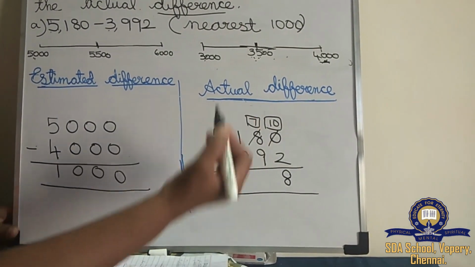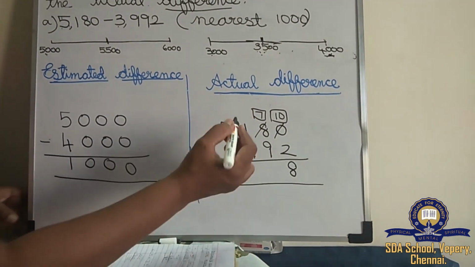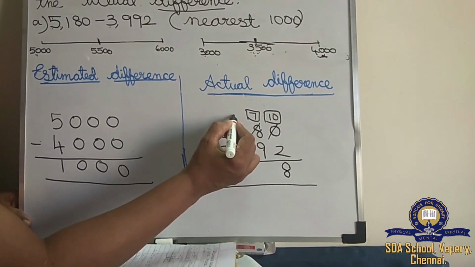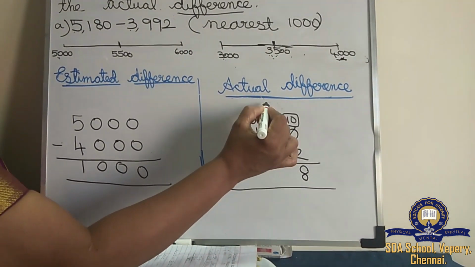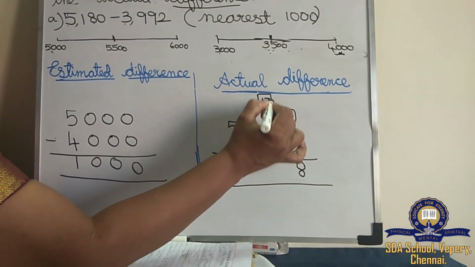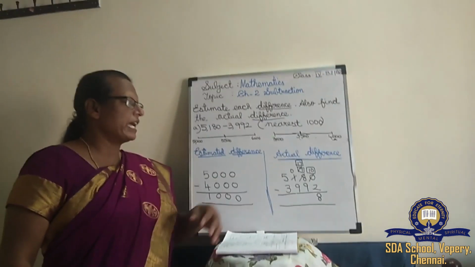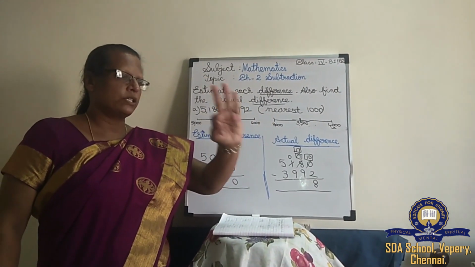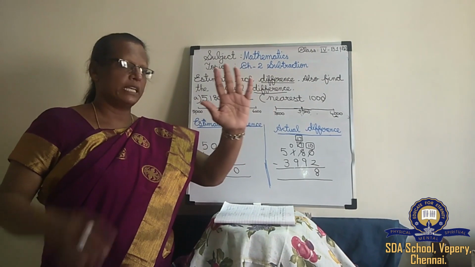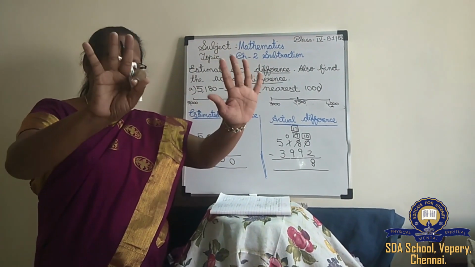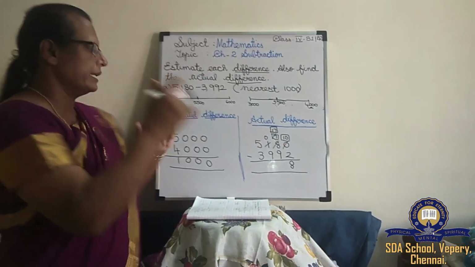And after 9, can you count up to 7, children? No. What do you have to do? You have to borrow. So this will become 0 and the 7 will become 17. Now can you count? Yes. After 9, you count up to 17. After 9, 10, 11, 12, 13, 14, 15, 16, 17. So what's the answer, children? 8.